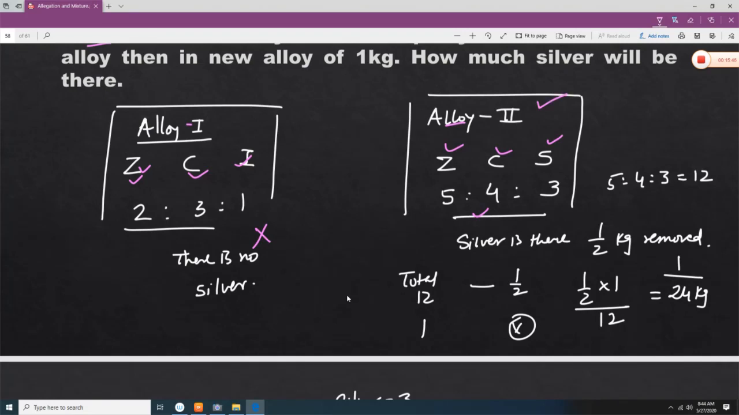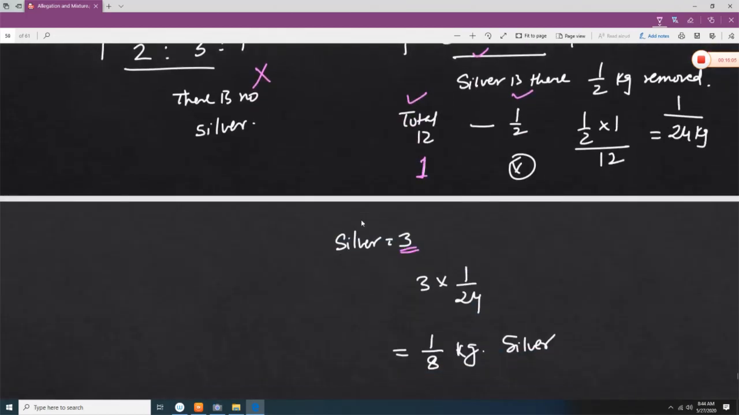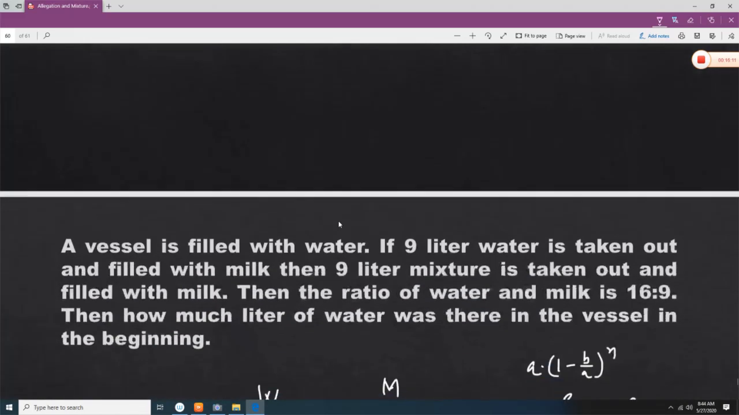Only in the second alloy there is silver. So 5:4:3, the total will be 12 and 1/2 we are going to remove. So 12 is the total and 1/2 we are removing. So one part, how much? It is 1/24. And silver is 3 parts. So 1/24 into 3. So 1/8 kg of silver we are going to take out.